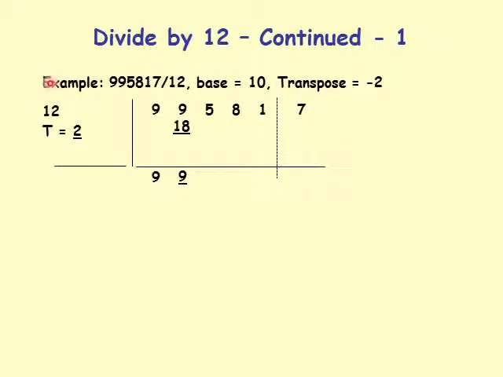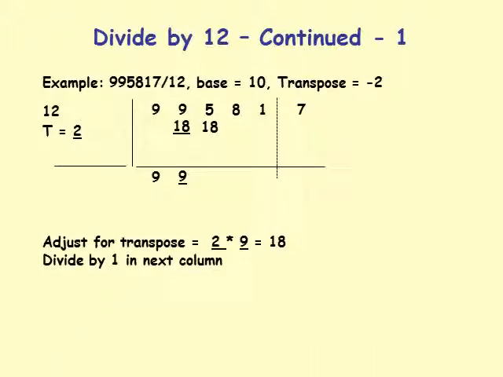Divide by 12. Here is how far we got in the previous slide. Transpose is minus 2, which is negative 2 here, and we have done the first division in the first column and the adjustment for that. Then we did the adjustment and division in the next column. Let's continue. Now we have to adjust for the transpose, negative 2 times negative 9, which is plus 18, so plus 18 is the adjustment in the next column here.